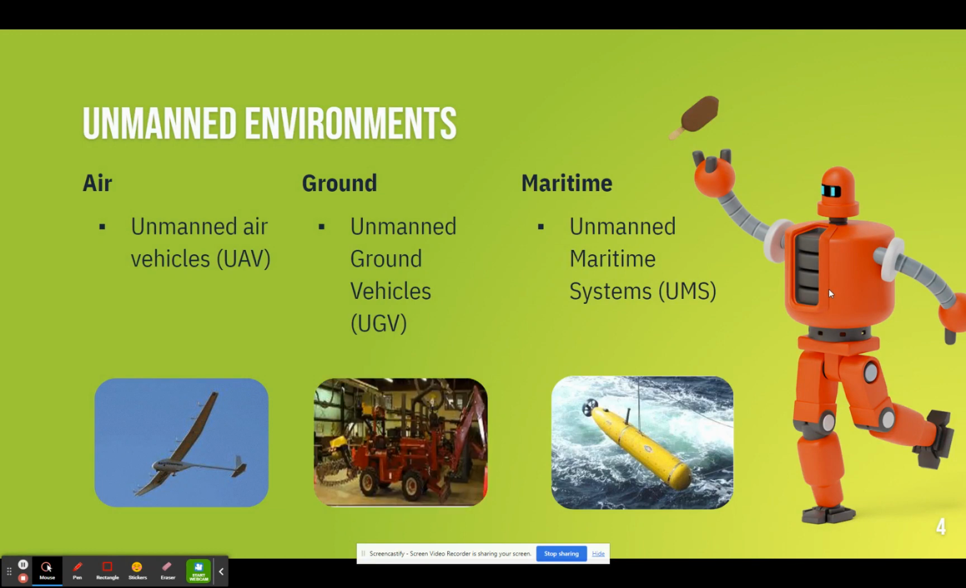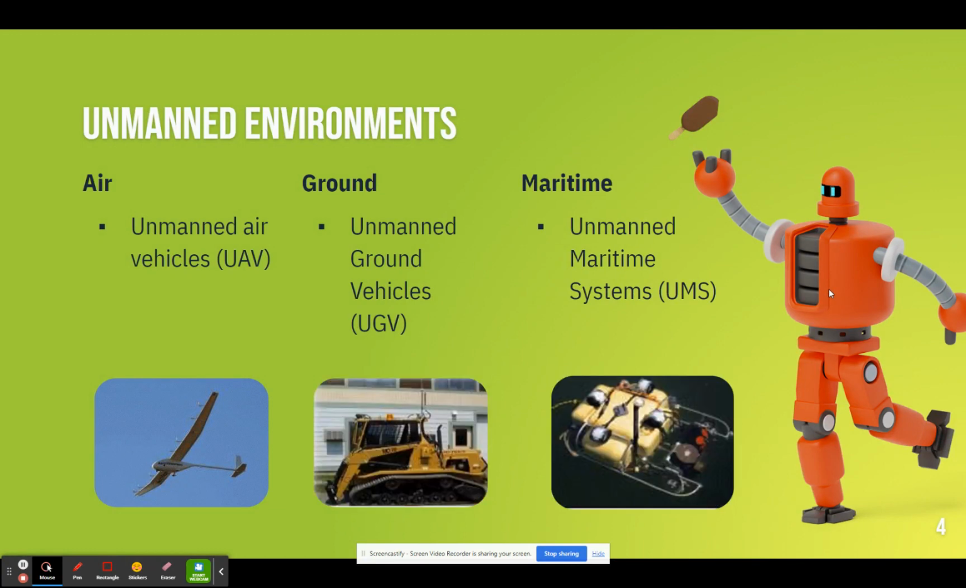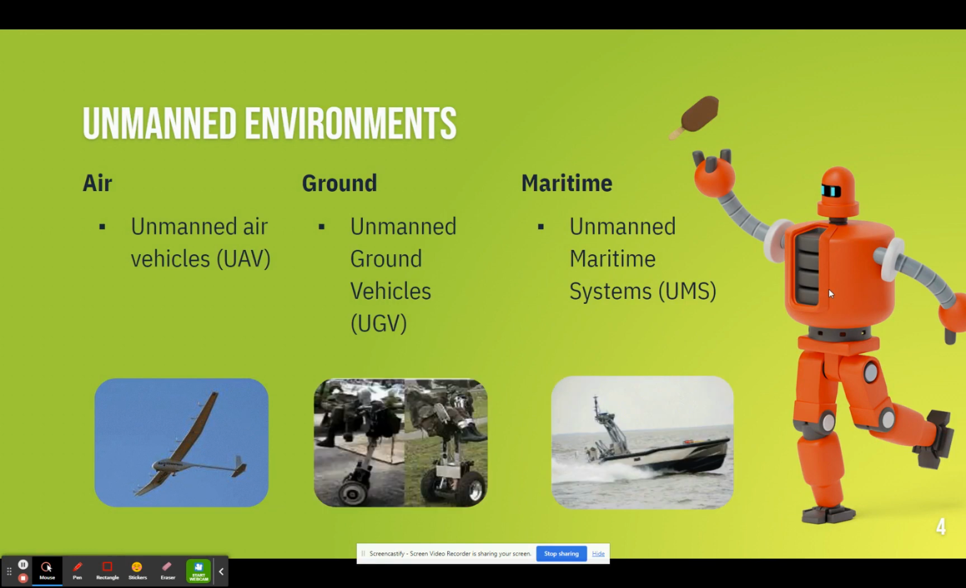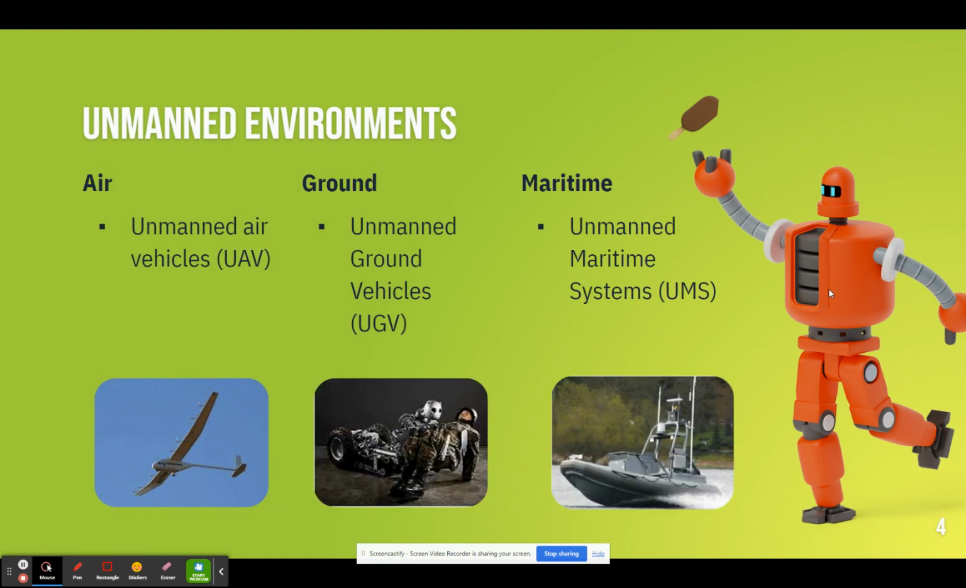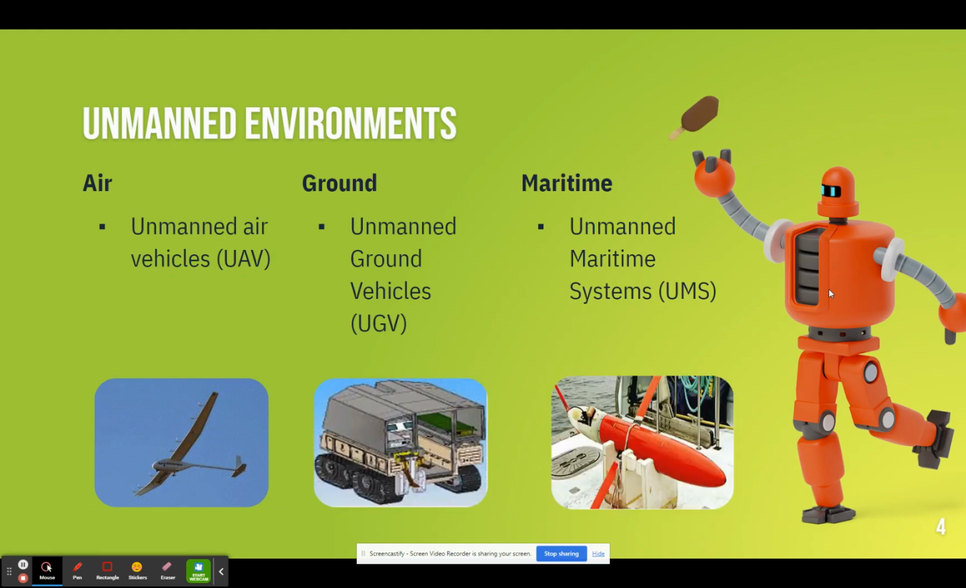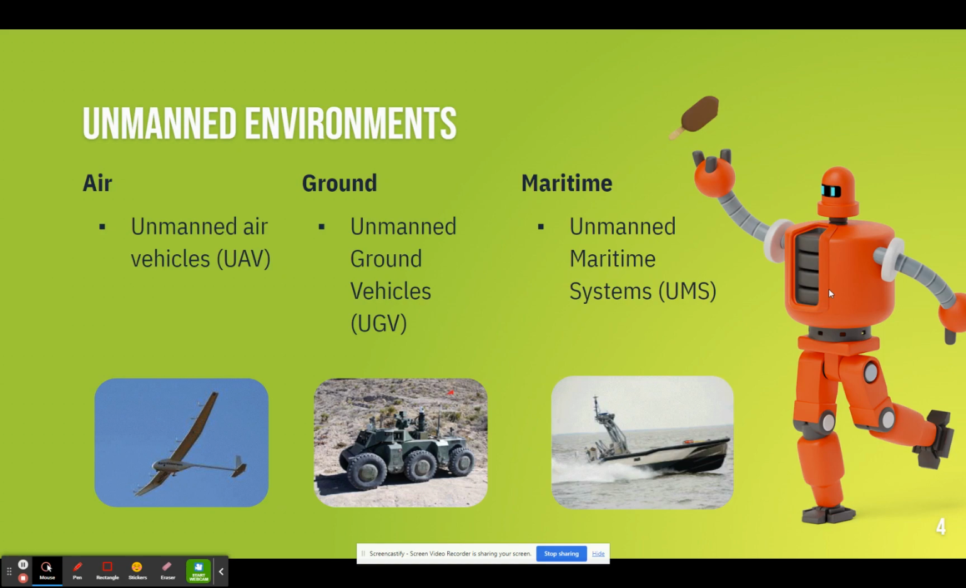There are three key environments that unmanned systems operate in. That would be the air, and we refer to those as unmanned air vehicles or UAVs. We have ground, which is unmanned ground vehicles or UGVs. And then we have maritime, which is unmanned maritime systems or UMSs.